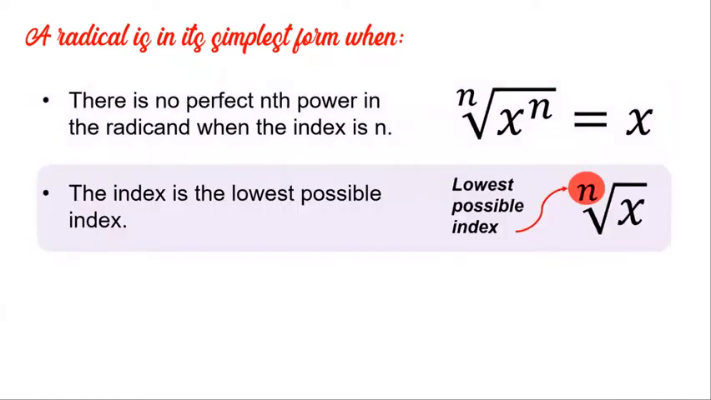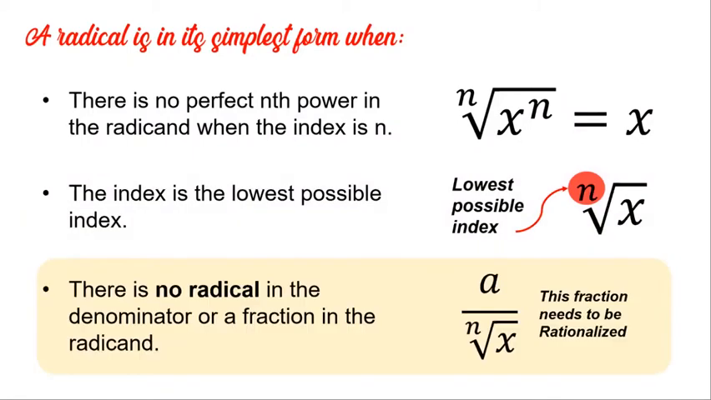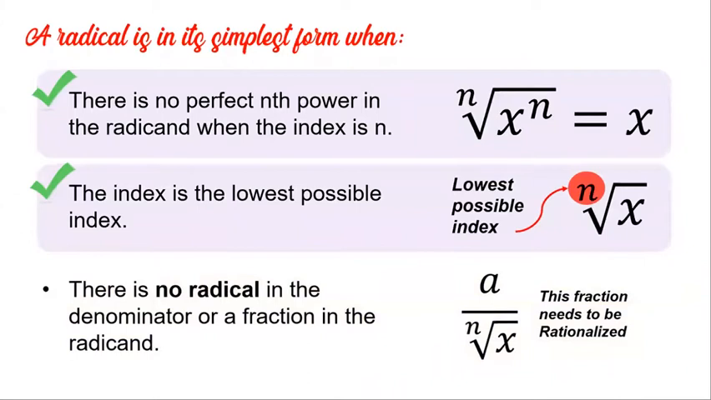Next, the index is the lowest possible index. So, pabababain natin to if possible pa. And there should be no radical in the denominator o kaya naman ay fraction sa radicand. Kaya kapag may nakita kayong radical sa denominator, kailangan natin i-rationalize ito. But for this lesson, focus tayo dito sa dalawang naunang statements.